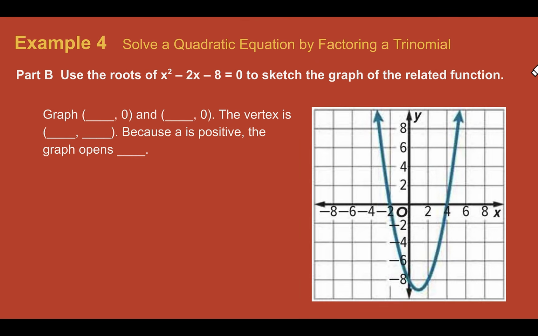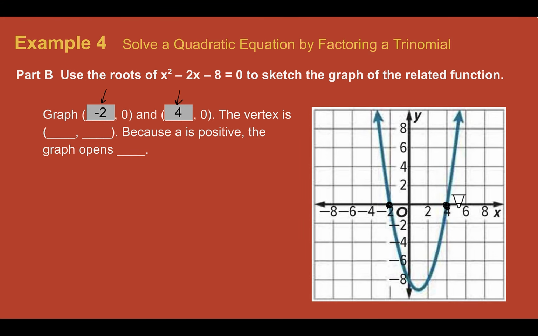Part B. Use the roots of x squared minus 2x minus 8 equals 0 to sketch the graph of the related function. If we were graphing this, we would graph negative 2, 0, and 4, 0. So these were your two solutions for x, and we're going to make them the zeros. So we would plot those points on the graph. Here's negative 2, 0. Here's 4, 0.